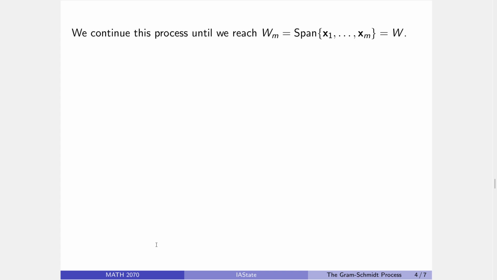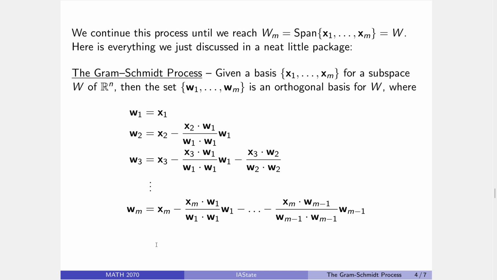So we have just justified that indeed, if I have a basis for a subspace, which a subspace always has, then you can orthogonalize it. You can turn it into a W1, W2, all the way to Wm, and what you end up with is orthogonal, and it spans the original space. And that's everything we just discussed in a neat little package.